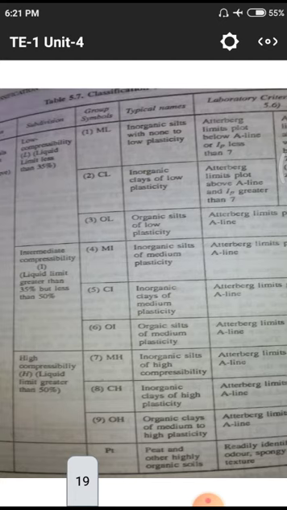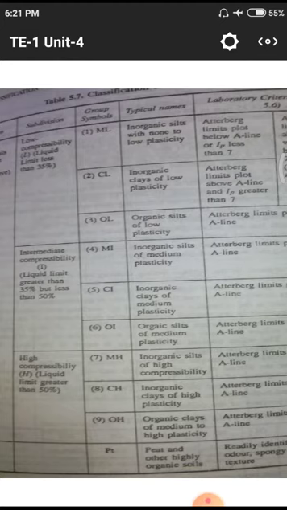Okay, L, I and H. L means low compressibility, I means intermediate compressibility, H means high compressibility. According to that, M, C and O. M means medium and clay, and after that we are having inorganic. In all three conditions we are having M, C and O.